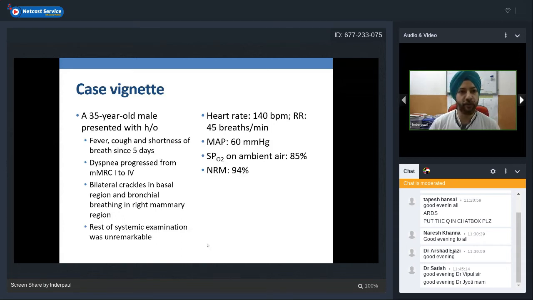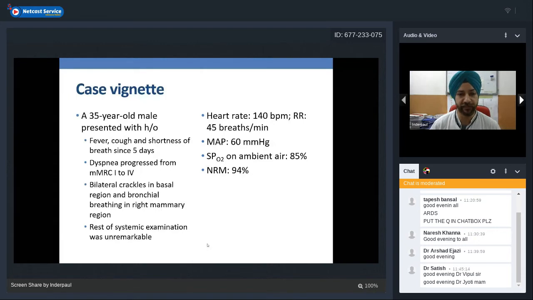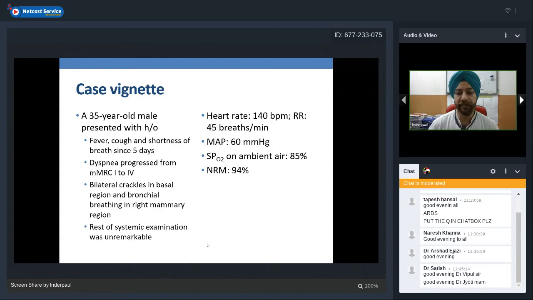So, a 35-year-old male presented with a 5-day history of fever, cough, and progressive dyspnea, which progressed from MMRC 1 to 4 in 5 days. On examination, he had bilateral crackles and bronchial breath sounds in the right mammary region. The rest of the systemic examination was normal. He had a respiratory rate of 45 breaths per minute and a mean arterial pressure of 60 millimeters of mercury. On ambient air, his pulse oximetric saturation was 85%, and on a non-rebreather mask, he had a saturation of 94%.